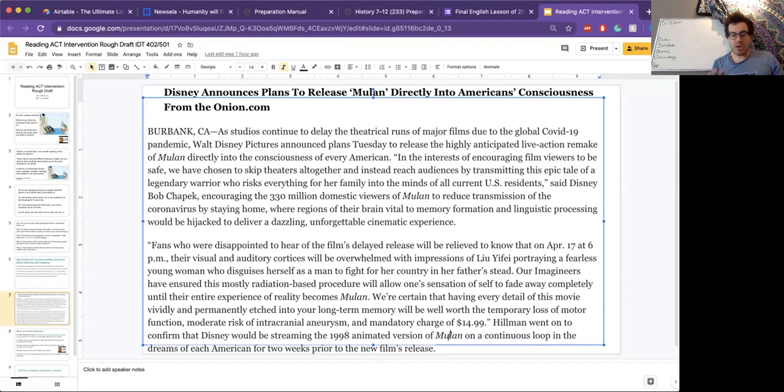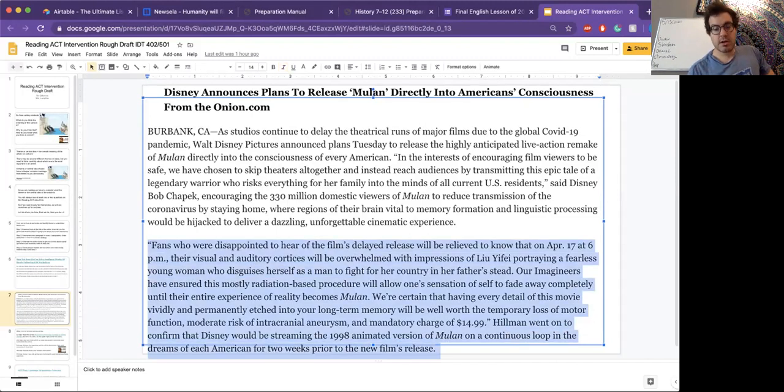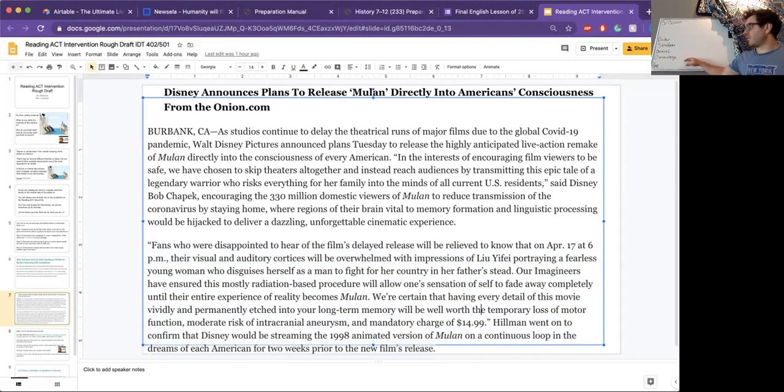Cool. So, take 30 seconds, write a summary or annotations for this portion right here, and then come up with a summary sentence at the very bottom. You can pause me now if you need to.